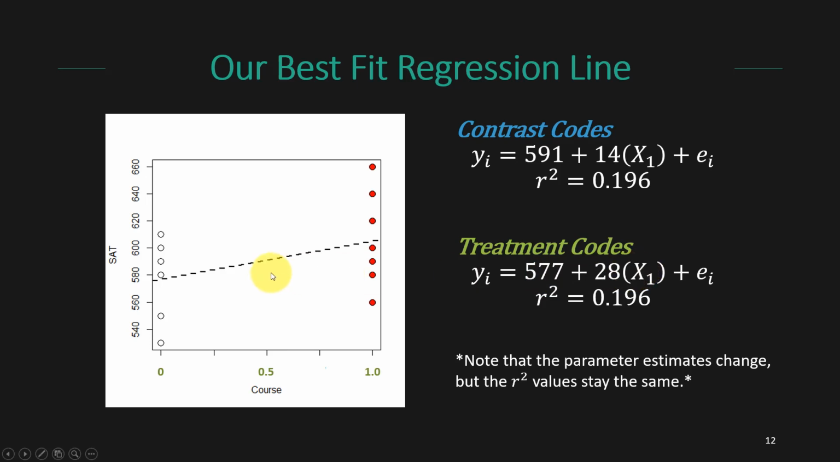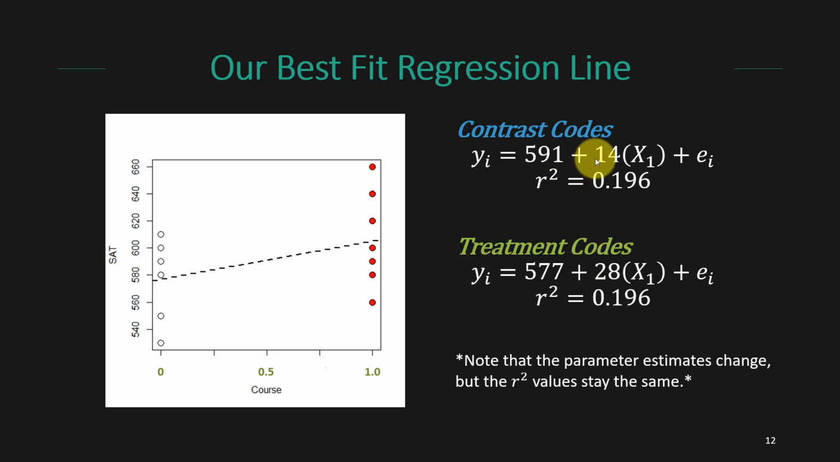And in this case, x is 0 if you didn't take the course. A 1 point increase then is taking you from the no course group into the course group. So now the slope is 28. It's double what it was up here.